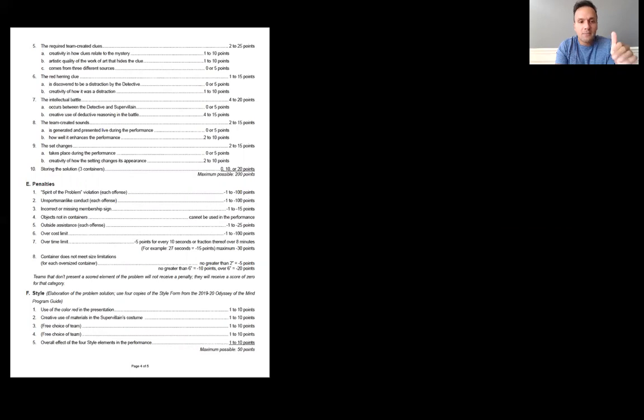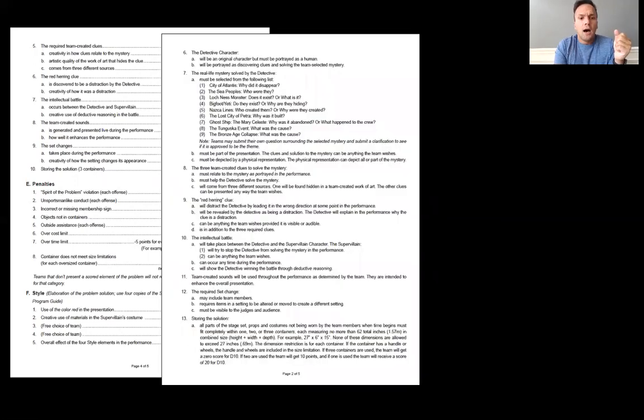The penalties, we'll talk about these later on, but spirit of the problem penalties, unsportsmanlike conduct penalties, hopefully we don't get any of those. Style, again, we'll go into detail on that, but you can see the 2 required style categories here, which were the use of the color red in the presentation and the creative use of materials. Those are required by the problem. And then the team can choose their own, and then they come together for this overall effect of the 4 style categories. We'll talk in detail when we talk about style in its own lesson soon.